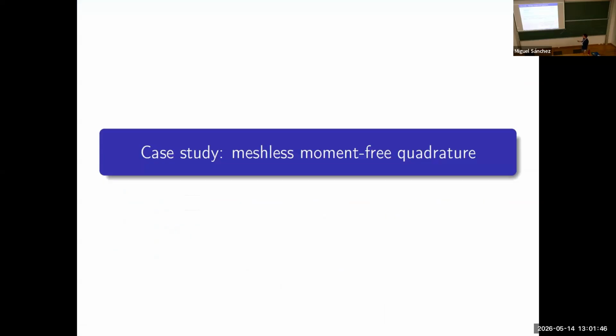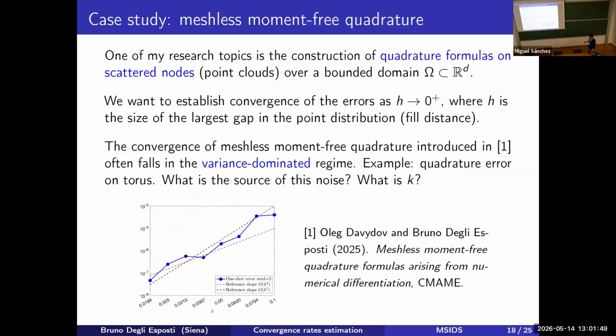I'd like to end with a case study. Time's up. So one of my research topics is the construction of quadrature formulas on scattered nodes. Any questions? No. Okay. So we want to prove, or at least show experimentally, that the errors go to 0 as the fill distance, so the largest gap in the node distribution, goes to 0.